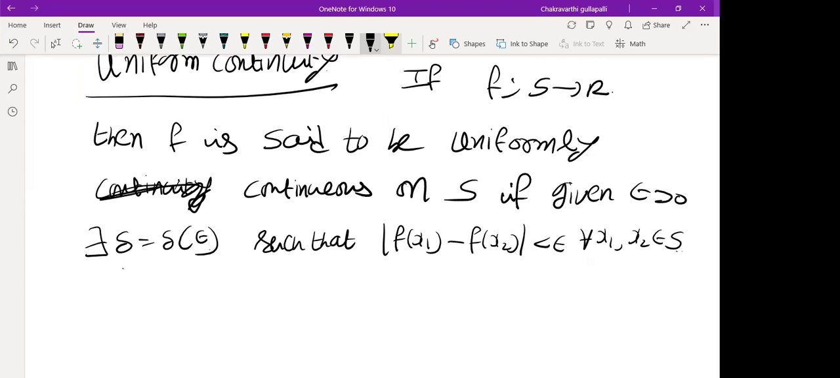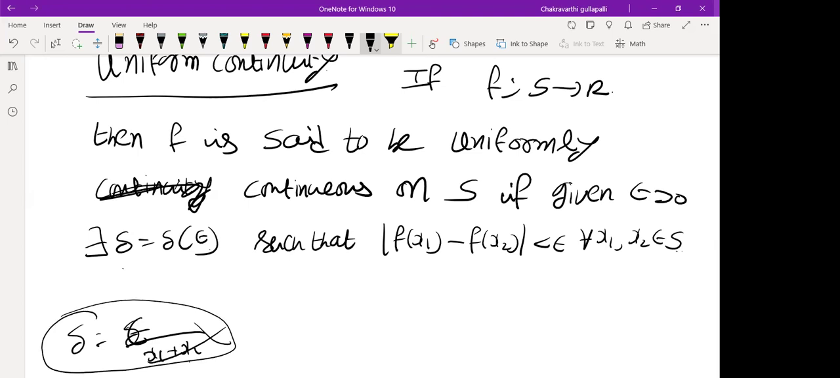Whenever you change the pair, you should get delta in terms of epsilon only. It should not depend on x1 and x2. Therefore, if you are getting delta in terms of epsilon by x1 plus x2 or x1 x2 like that, it is not uniformly continuous. It should be depending only on epsilon, that is epsilon by 2, epsilon by 3 like that.